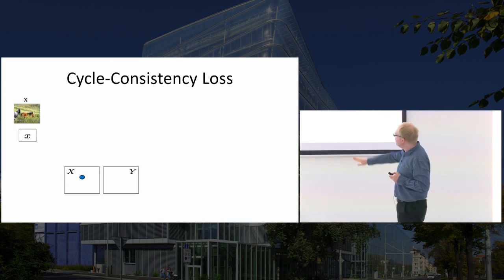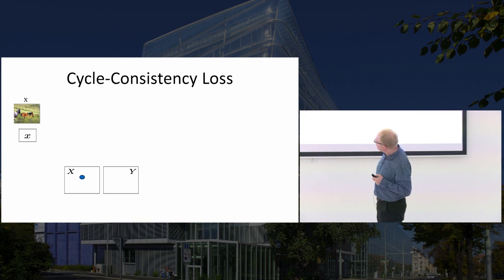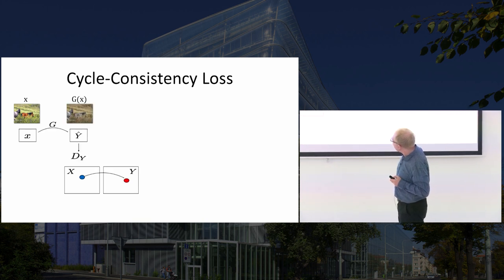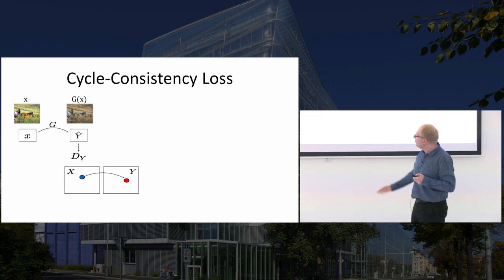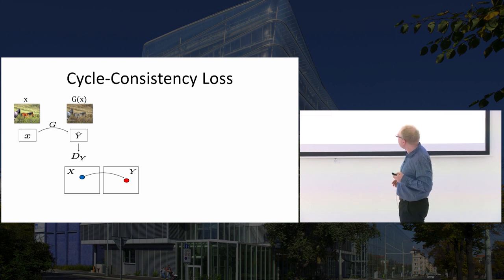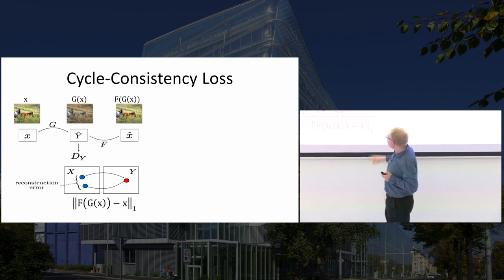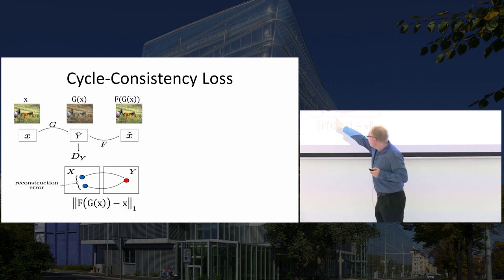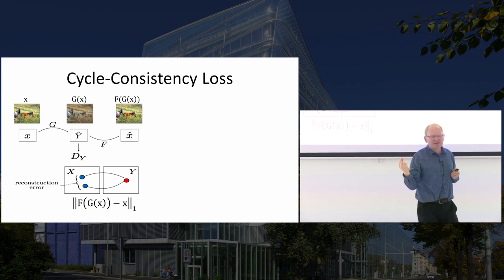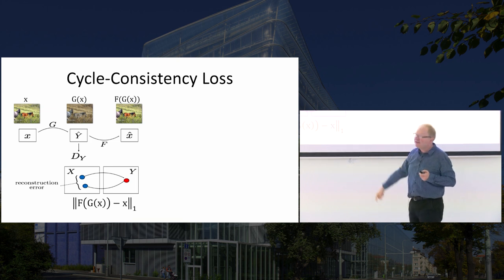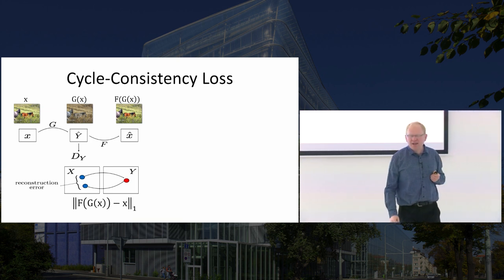So what we're doing here is we're starting with an image X, we translate into a zebra domain. Again, we don't have a label for that, but we know that it should look like a real zebra. And then we translate it back. And if we don't get exactly what we started with, well, that's our loss. That is exactly the thing that we are going to want to minimize, okay?